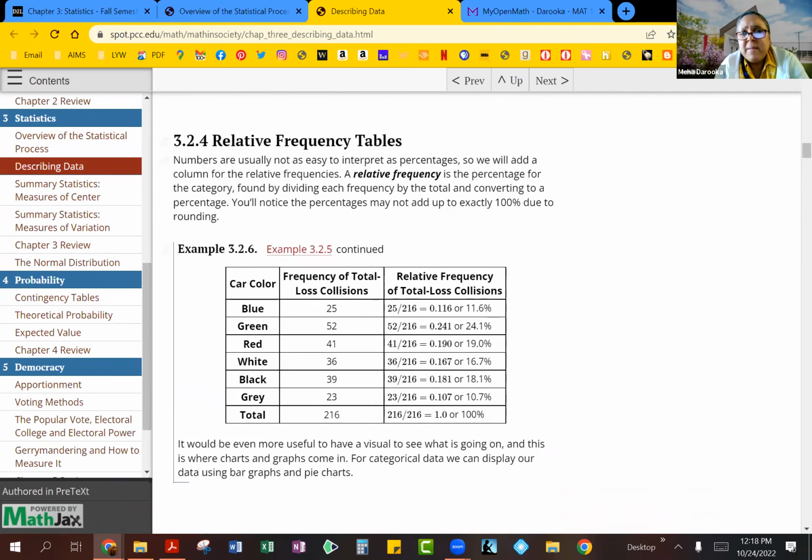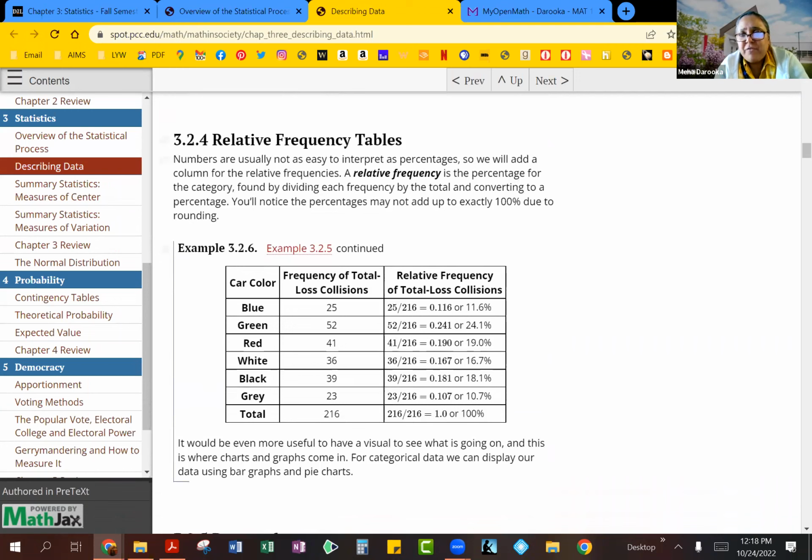And now, what does a relative frequency look like? So the thing you need to remember about relative frequency is that it's basically a percentage for your category. And the way we calculate a relative frequency is you take the frequency for each category. So what was the frequency for blue cars, for green cars, for red cars? You take each of those individual frequencies and then divide it by the total of your frequency, which in this case comes out to be 216, right?